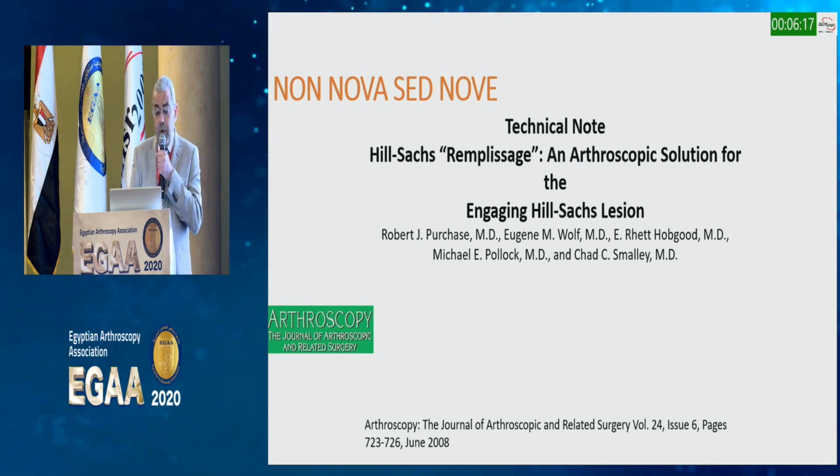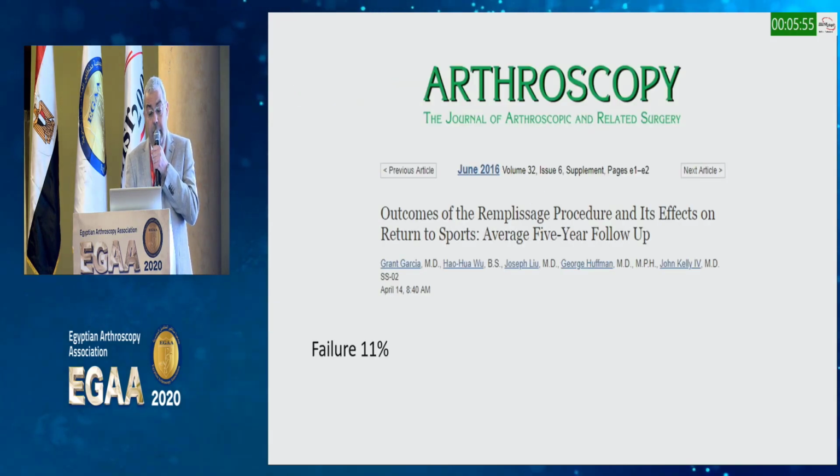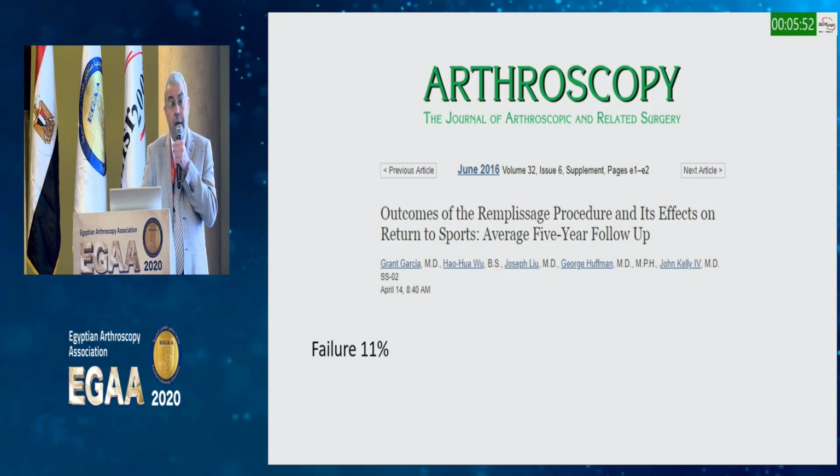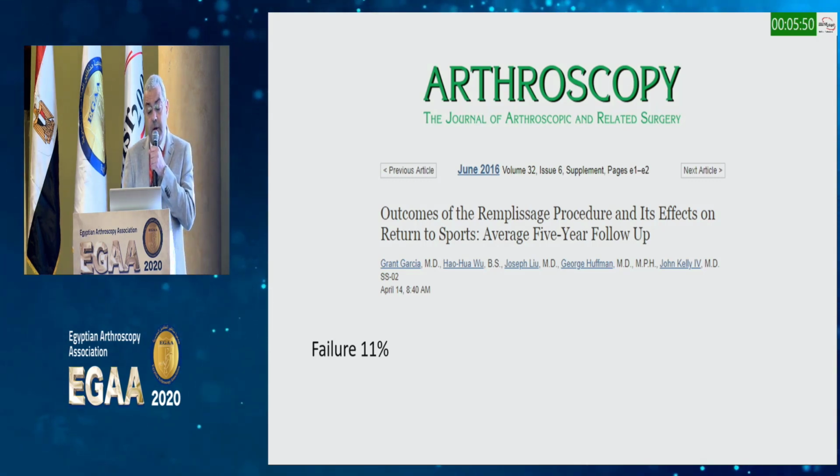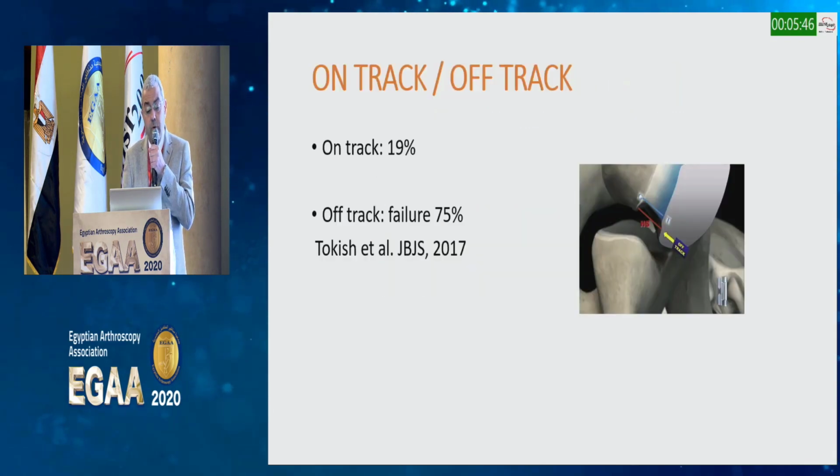Eugene Wolf presented his technique of remplissage as an arthroscopic solution for engaging Hill-Sachs lesions, and it was a new arthroscopic technique for an old open French surgery for remplissage dating back to 1972. And the results after remplissage with a Bankart repair give better results, about 11%, and in other papers also about 20%.